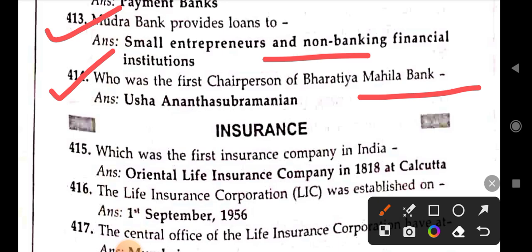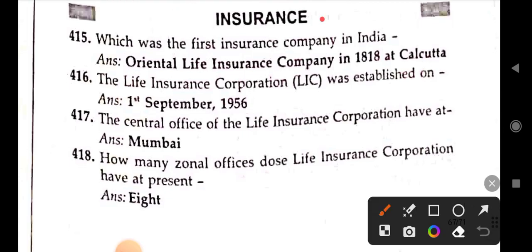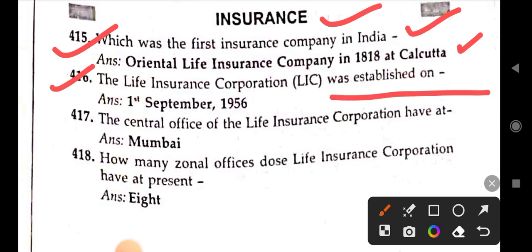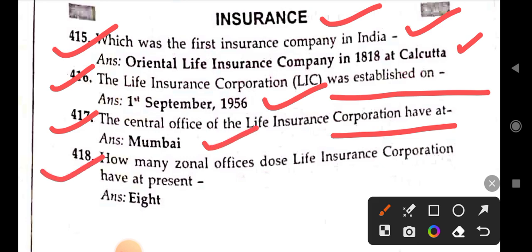Next, Insurance. Which was the first insurance company in India? Oriental Life Insurance Company, 1818. The life insurance company LIC was established on 1st September 1956. The central office of Life Insurance Corporation is at Mumbai. How many zonal offices does Life Insurance Corporation have at present? 8.